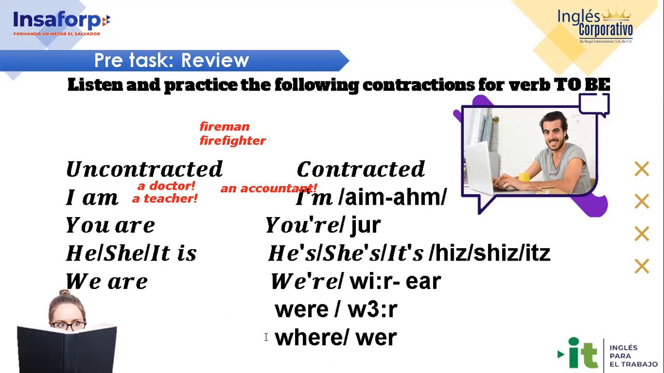We're, we're. That's it. Where. And the pronunciation, keep in mind for he, she, it, the contracted form, it's a Z, right? He's a teacher. He's a doctor. Sorry, what do you say? I said he is a teacher. I said he is a doctor, could be. He's, she's, and is.